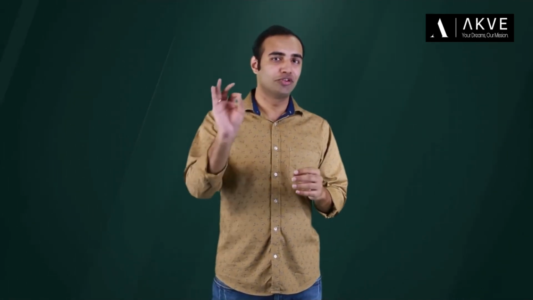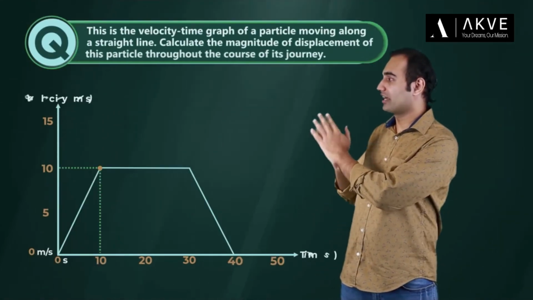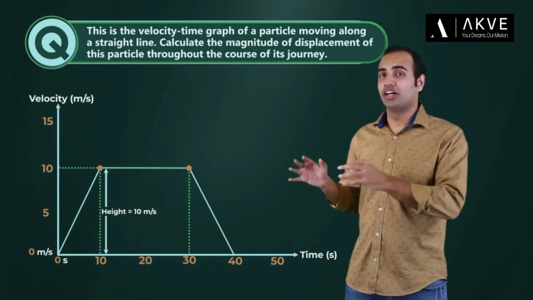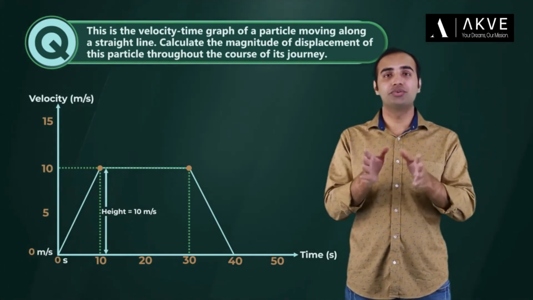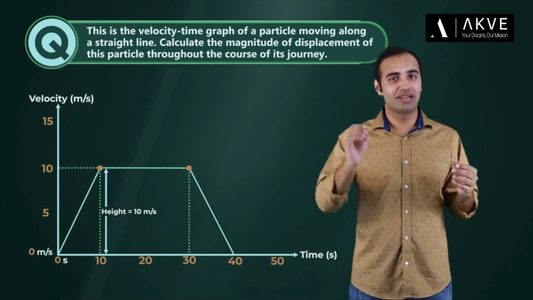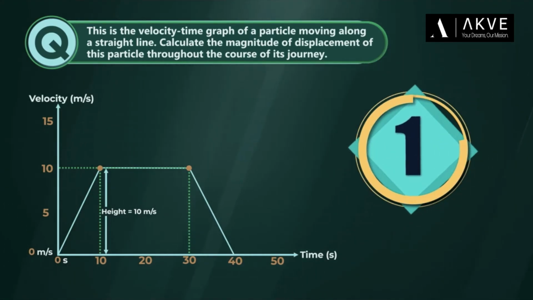We are doing great, guys. Let's solve one last problem before we end this video. And I promise you, this is going to be an easy one. So over here, you can see the velocity time graph of a particle moving along a straight line. Now, based on this, you are supposed to calculate the magnitude of displacement of the particle throughout the course of its journey. Your time starts now.